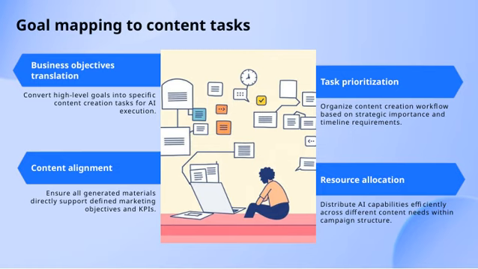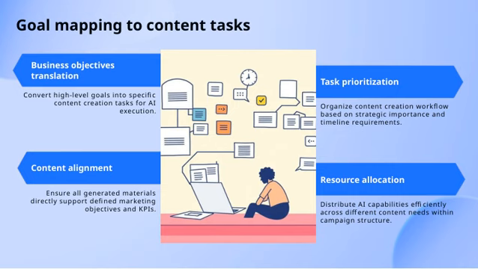The first step is translating our overall business objectives into concrete actions. This means taking those high-level goals and breaking them down into clear, actionable content creation tasks that our AI can handle effectively. Next, we want to ensure content alignment. It's crucial that everything we generate directly supports our marketing objectives and KPIs. We need to keep our focus sharp and make sure every piece of content contributes to our overall strategy.